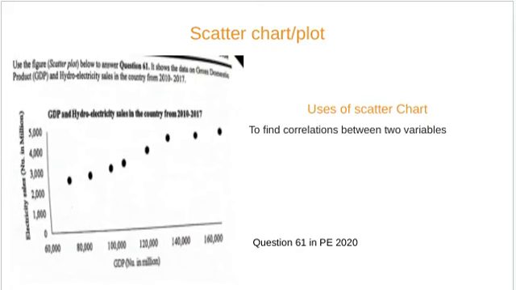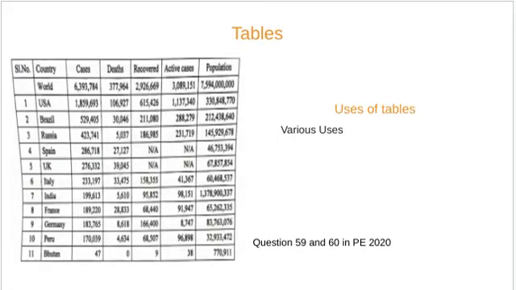Next we have a table. Table has various uses, and from the table what we have is table will have different variables and different values. We can expect different questions from tables. So in 2020, question number 59 and 60 had the table.